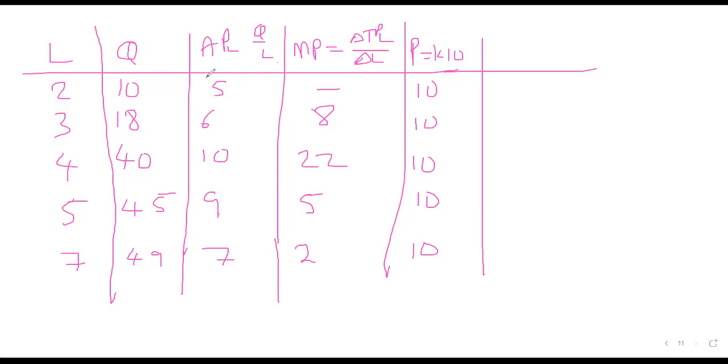Yes. So this is where we're applying the formulas I was giving you. This is the same as total product of labor. When we divide the total product of labor over the labor units, we call it average product of labor. So this one divided by that, 5. 18 divided by 3, 6. 40 divided by 4, 10. 45 divided by 5, 9. 49 divided by 7, 7. Are we together on this one?